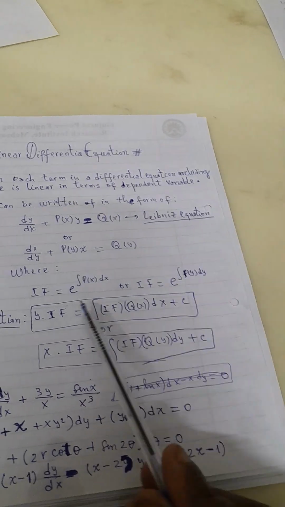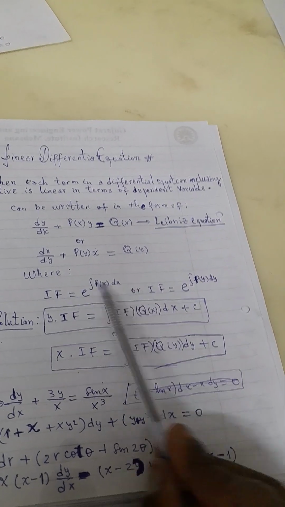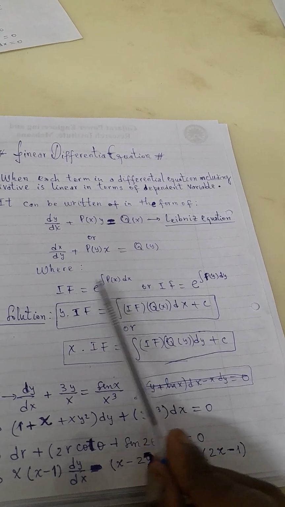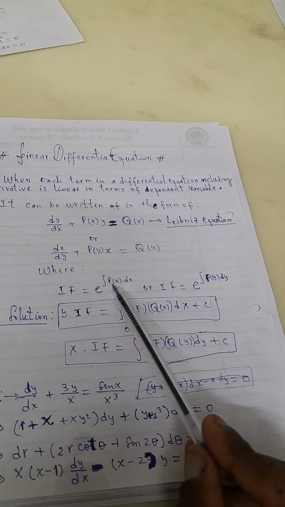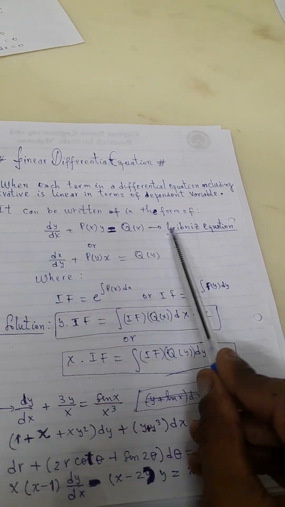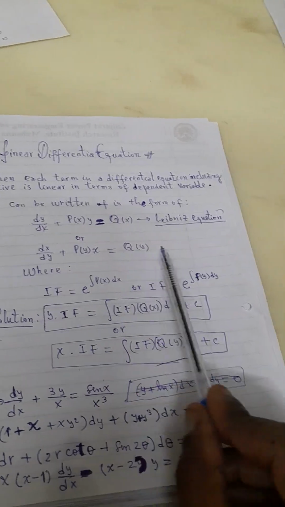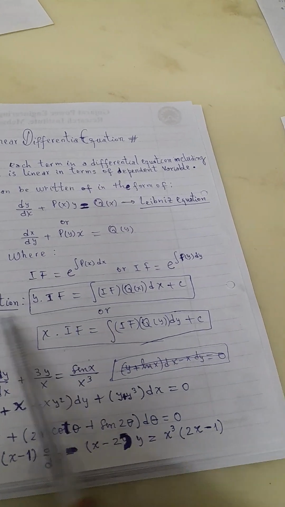Now what's the next step? We know that this is a factor, it's a product. So you have to pick up the result here, then IF is equal to e raised to the integration of px dx, then multiply by all of this term, and do the same here. Then multiply by all of this term, then you'll get this expression.